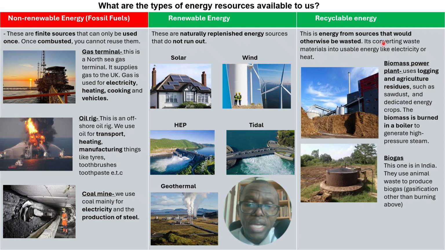Then we have the last category here, which is recyclable energy. Now, this is energy from sources that would otherwise be wasted. And it converts waste materials into usable energy like electricity or heat. Now, the first one in this category is biomass. And here we have a biomass power plant.